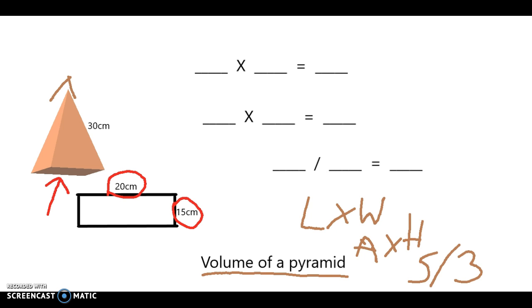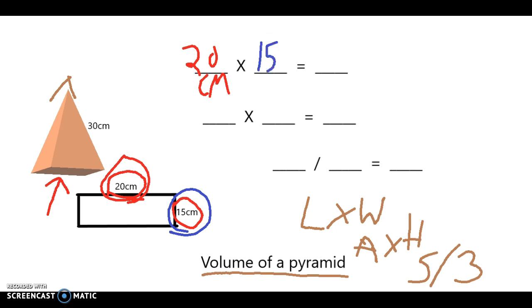So, length, 20 centimeters, okay? Multiplied by the width. Width is 15 centimeters. Now, 20 multiplied by 15 equals 300. Okay? Now, 300 is the answer.